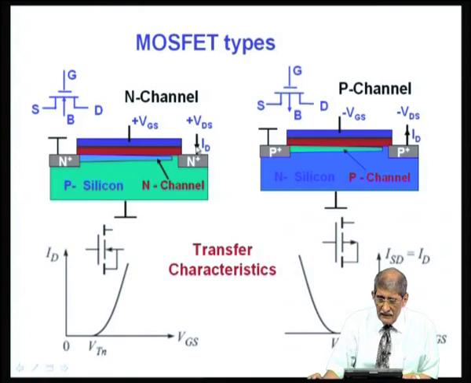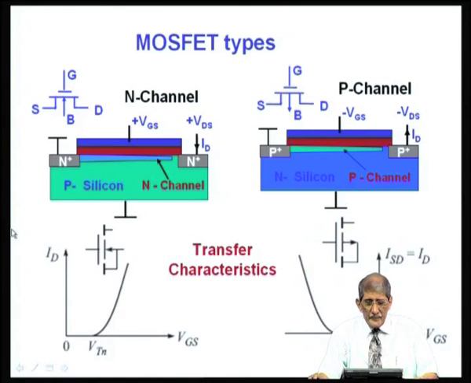So, you can see the current direction is exactly opposite to that of the N channel, this is a P channel. Gate voltage negative, drain voltage negative, so current flows from plus to minus. The symbol is exactly opposite. Substrate is N, channel is P, P to N is the arrow direction.